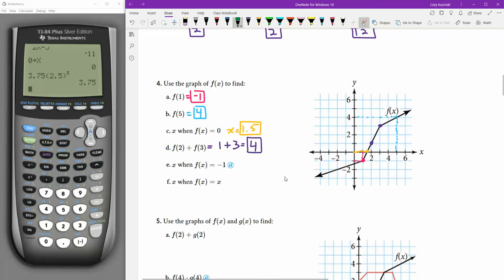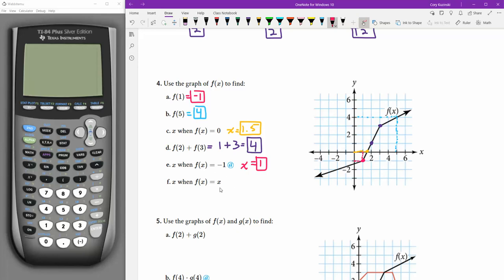X when f of x is negative 1. So we have to go to the output of negative 1, which is right here. And we already know that this is, I mean, we answered this up here. It's 1. X equals 1. Okay, because that's our input of 1. Really, I guess we should have done this in the same exact color, shouldn't we? Because it's the same answer. This is going to be x equals 1. When x is 1, the output is negative 1.